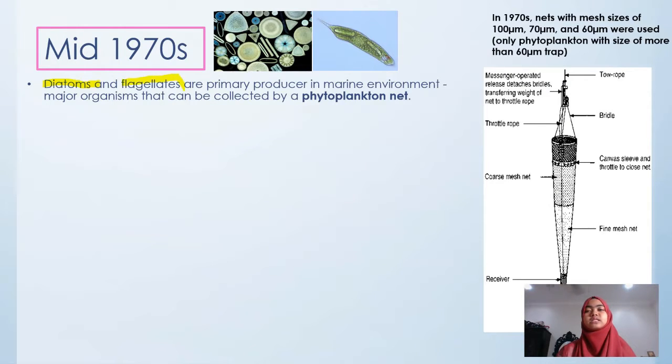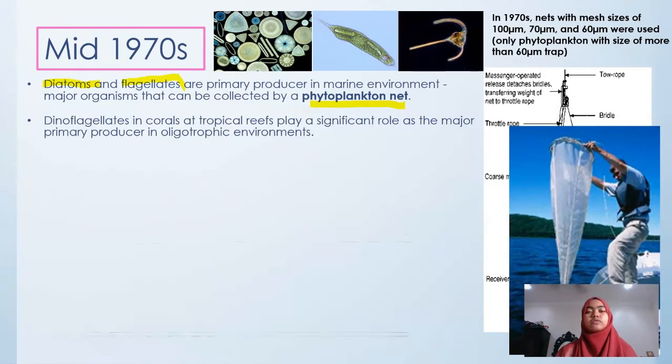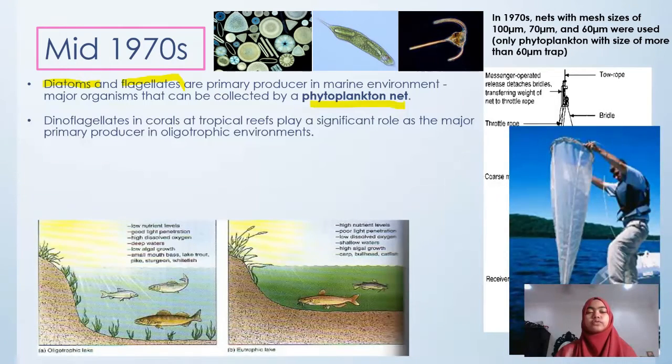In the 1970s, nets with mesh sizes of 100 micrometer, 70 micrometer and 60 micrometer were used to collect only phytoplankton. Only phytoplankton with a size of more than 60 micrometer will be trapped inside the net. So this is a phytoplankton net in real life. Dinoflagellates and corals at tropical reefs play a significant role as major primary producers in the oligotrophic environment. This is a dinoflagellate. What is an oligotrophic environment?